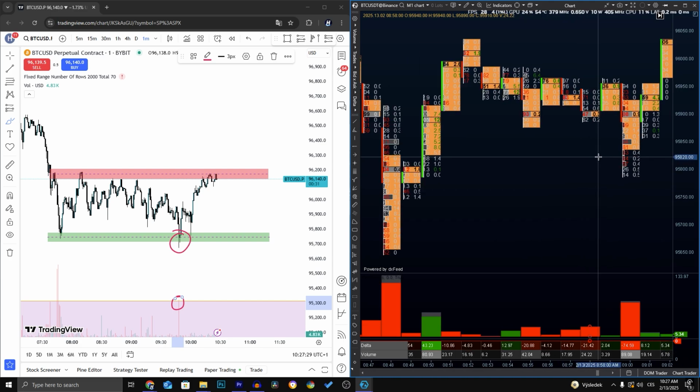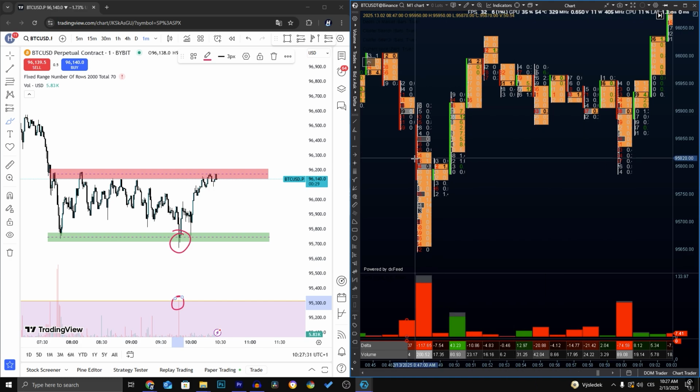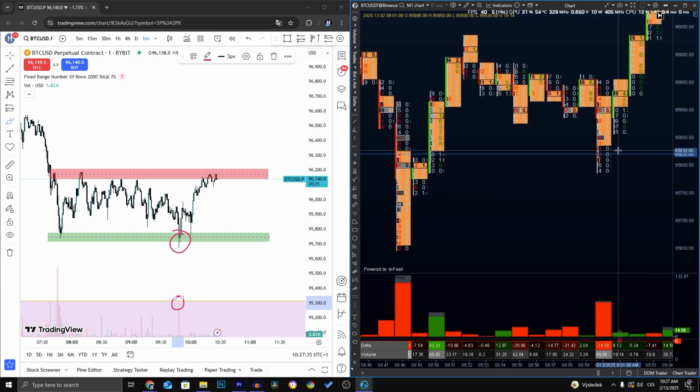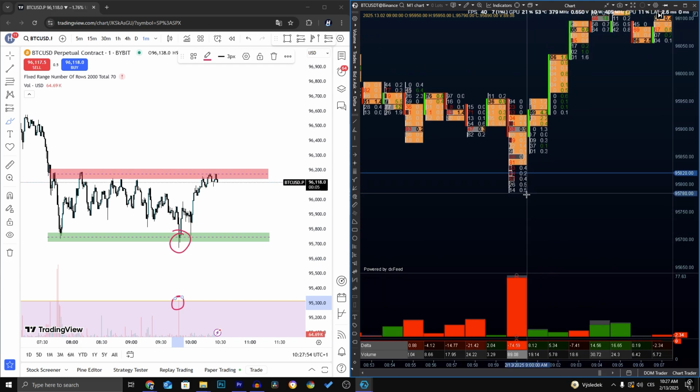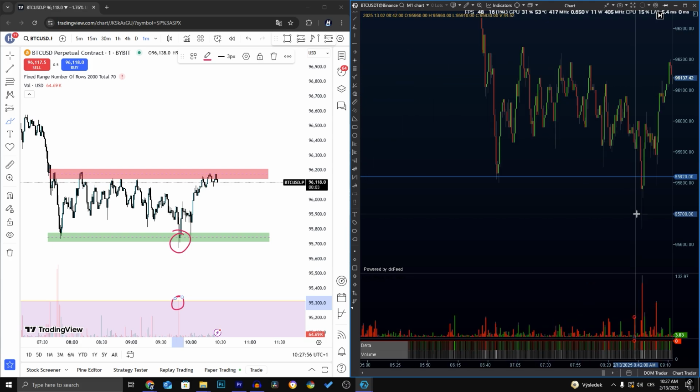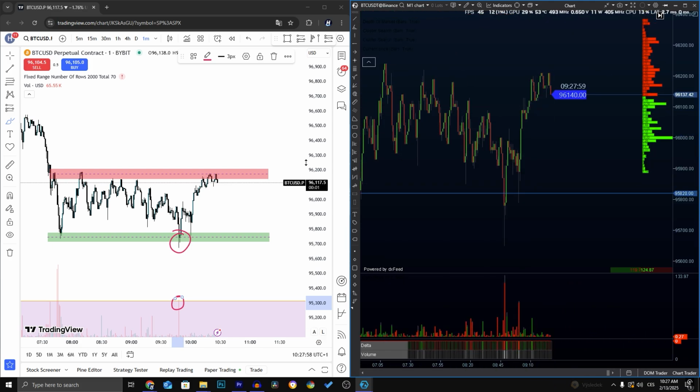Look at the volume of this pullback candle. A lot of volume, a lot of selling imbalances, which basically creates another absorption. So this is a clear long signal. I explain it in a very simple way. In the course we have an entire module and lesson for this.